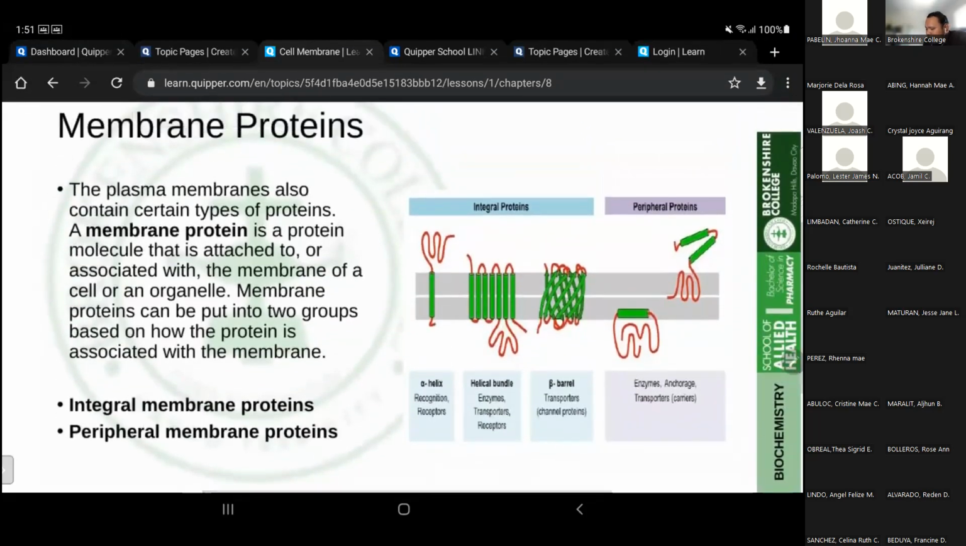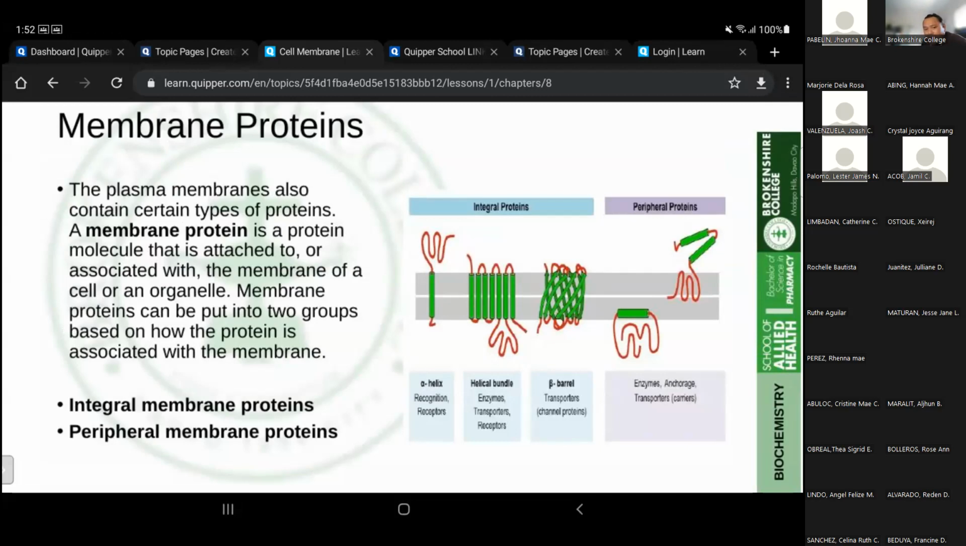The second one is your helical bundle. That is its positioning and structure, the middle one under integral proteins. So helical bundle acts as enzymes. They can be an enzyme. They can be transporters, which allow transport of molecules from outside to inside of the cell, or vice versa. Or it could be a receptor where a molecule could bind. So that is for helical bundle.